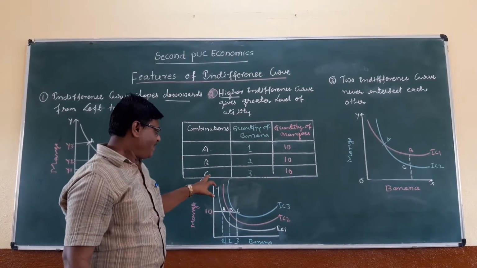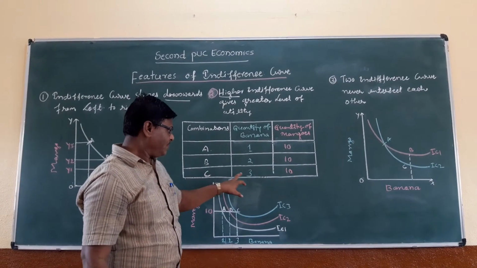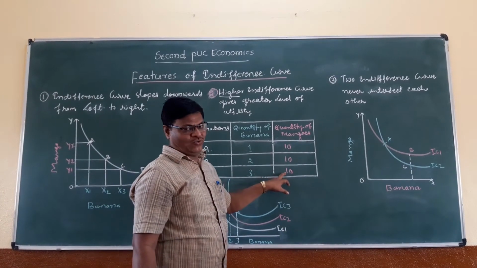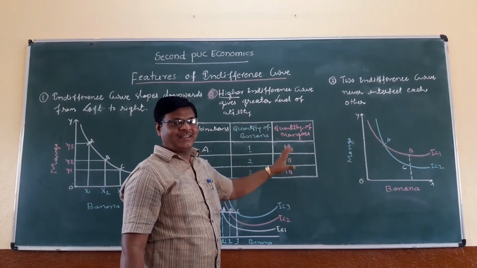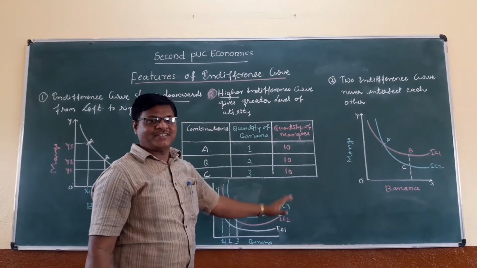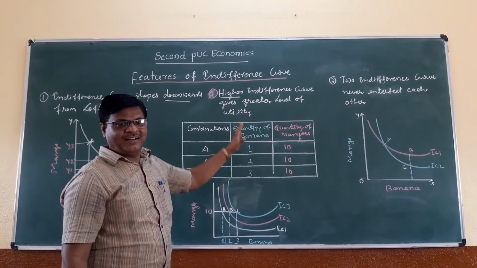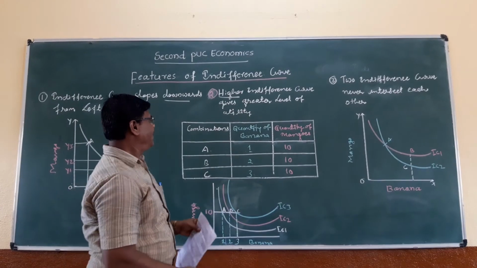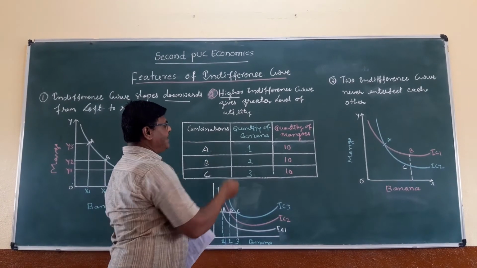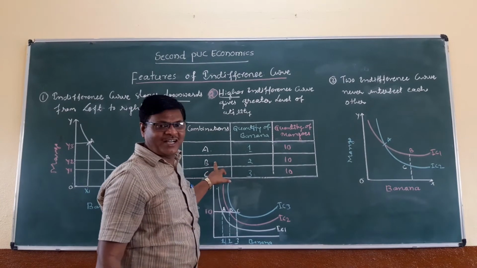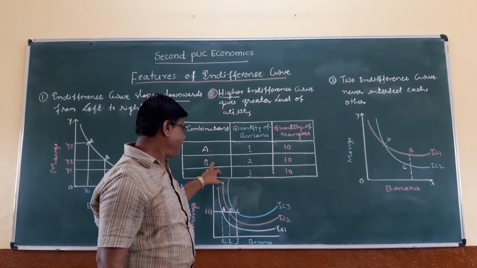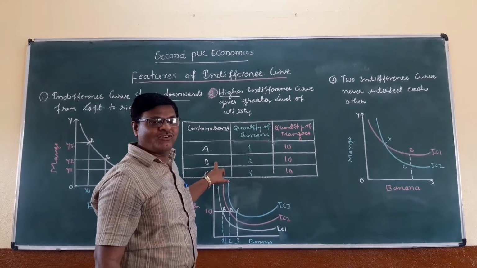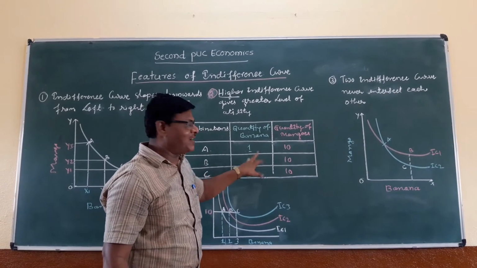And combination C has 3 bananas and 10 mangoes. The mangoes are the same in the three combinations, but the bananas are different. So B and C give more satisfaction to the consumer; the B and C combinations give more satisfaction than A.